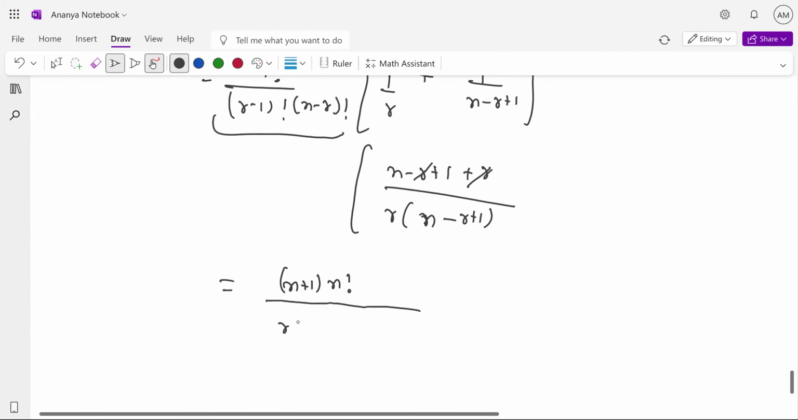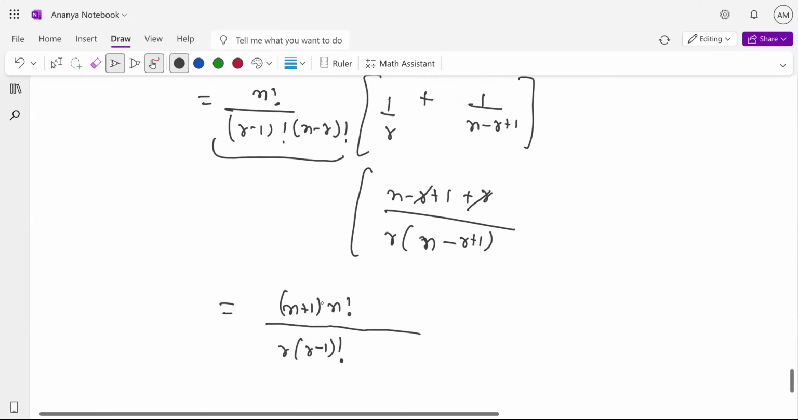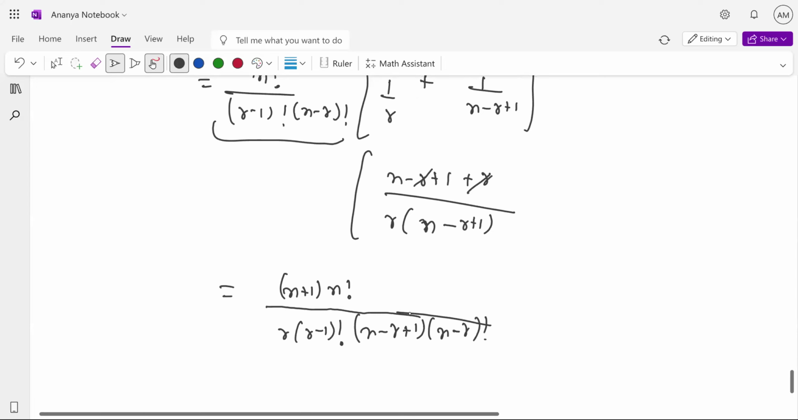I have r minus 1 factorial. And what else do I have? N minus r plus 1 basically, n minus r factorial. Is that what I am left with? Can I write the whole thing as n plus 1 factorial?